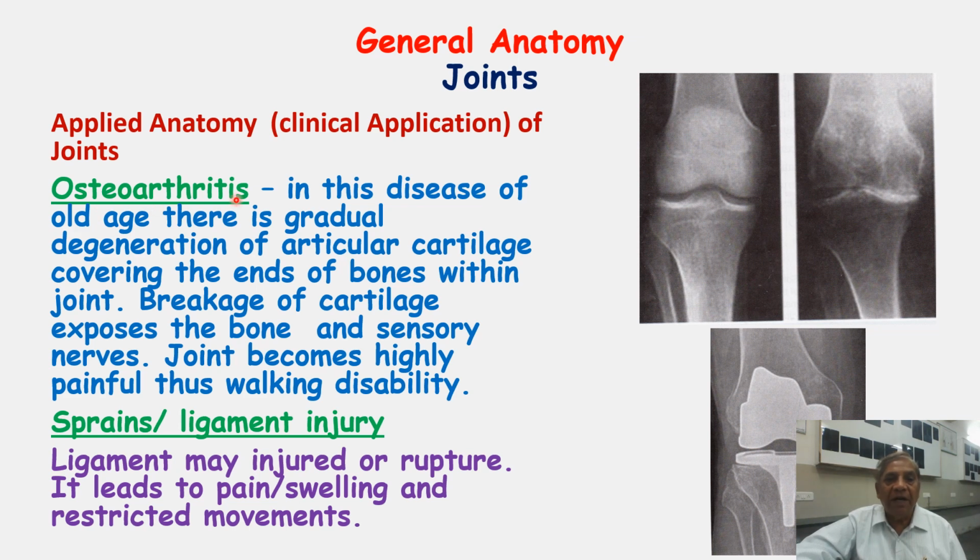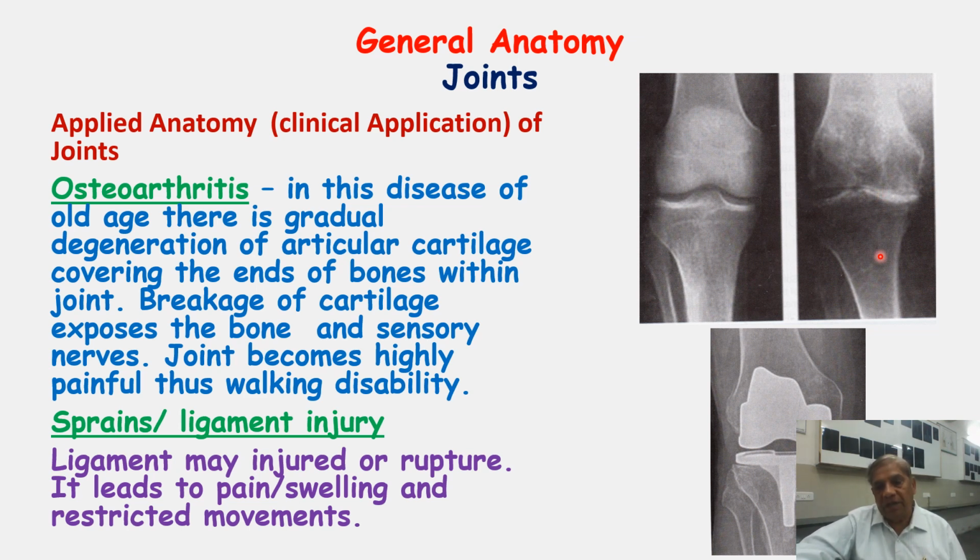This is a diagram or x-ray from a person who is suffering from the disease called osteoarthritis. That means here the cartilage layer is gone from this side completely and the bones are resting against each other, almost fusing with each other, because there is no black shadow in between. The cartilage is gone, it is destroyed. So the breakage of cartilage exposes the bone and sensory nerves. So the person in old age, you must have seen, is always having pain in the knee joint because of this disease called osteoarthritis, which is a disease of old age.